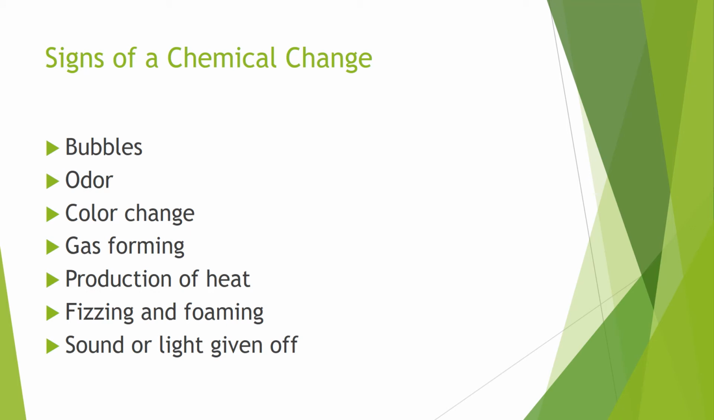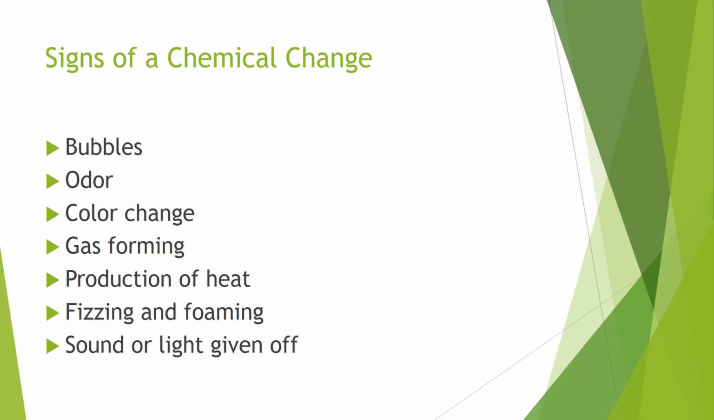These are some signs that a chemical change has happened. This is evidence that a chemical change could have happened. It is not 100% foolproof. Just because you see these signs does not 100% mean that a chemical change has occurred. But there's a good chance that if you are seeing these, one has happened.